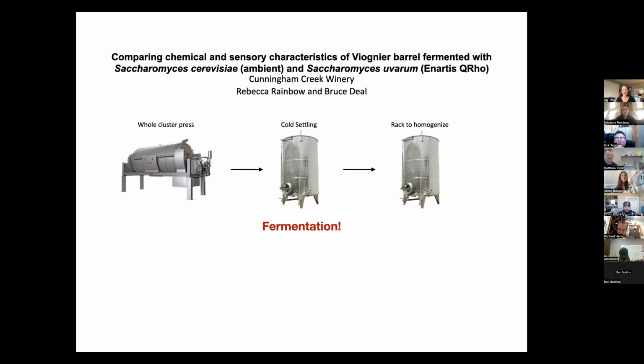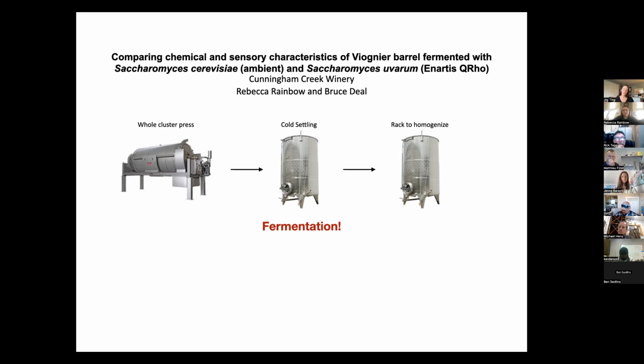As Rebecca said, this was initially planned to be exactly the same as Matthieu's, with cold settling and then racking, homogenize, and then go into the 4 barrels. But that cold settling had to happen a little bit longer than expected, and it did start to do a little bit of fermentation. So in this case, when it went down into barrels, 2 of the barrels got inoculated with Q row, and 2 of them were just left to continue their ambient fermentation.